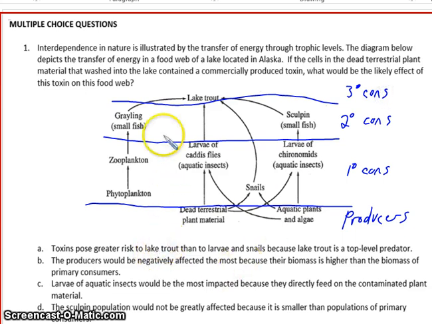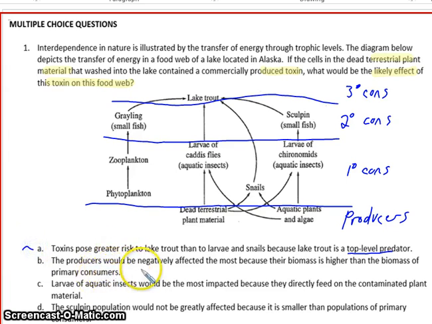Let's go through the different things, but it's ultimately asking us, as it says, there's dead terrestrial plant material, dead plant material was washed into the lake. It produces a toxin. And it says, what are the most likely effects of the toxin on this food web? Let's go down here and look at our possible choices. It says toxins pose a great risk to lake trout. There are tertiary consumers, a greater risk to them than the larvae and the snails, which are down here, because it is a top-level predator. I like that one. Let's come back and see if there's not a better answer.